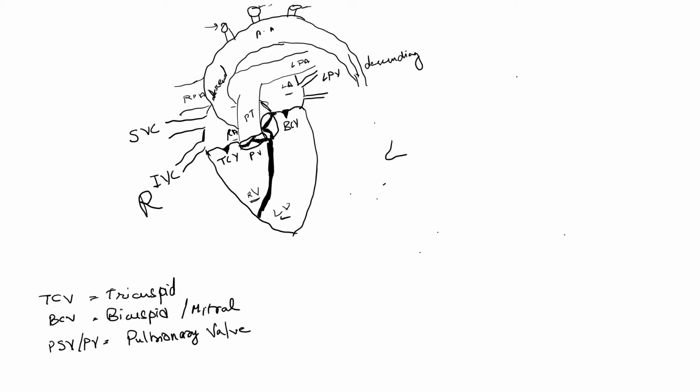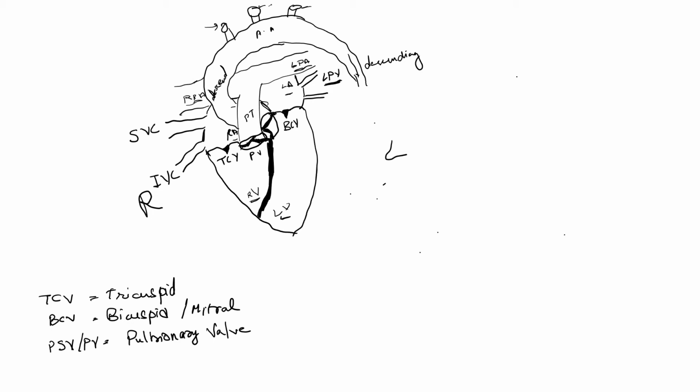The pulmonary valve opens up and the blood flows through the pulmonary trunk. The pulmonary trunk divides into the left pulmonary artery and the right pulmonary artery. And blood reaches the right and left lungs, where it drops off carbon dioxide and picks up oxygen and returns back to the heart via the left and right pulmonary veins.